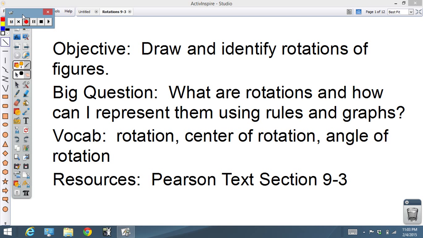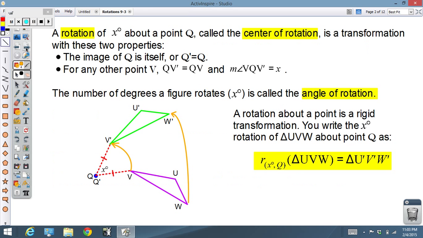Hey everybody, section 9.3, we are going on to our third kind of rigid transformation, and that is rotations. Our important terms are: what is a rotation, the center of rotation, and an angle of rotation. Alright, let's get right into it.